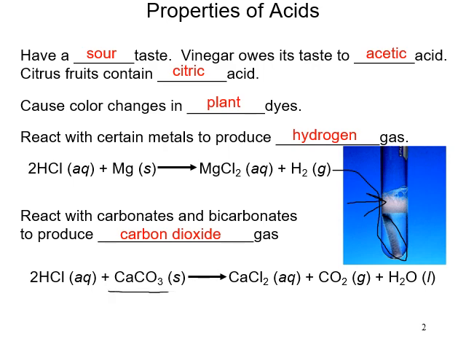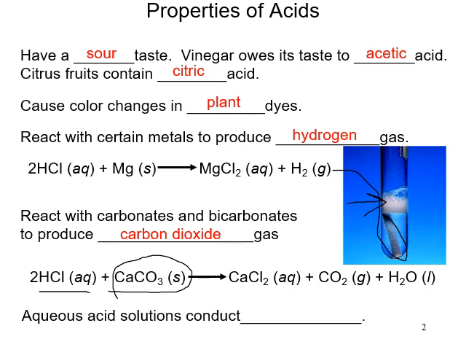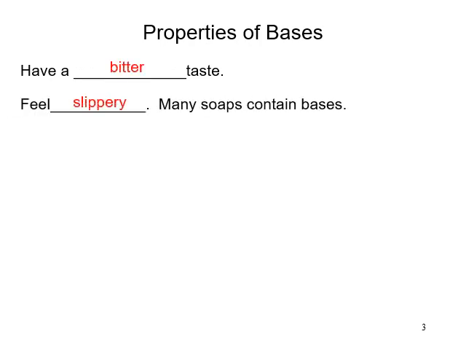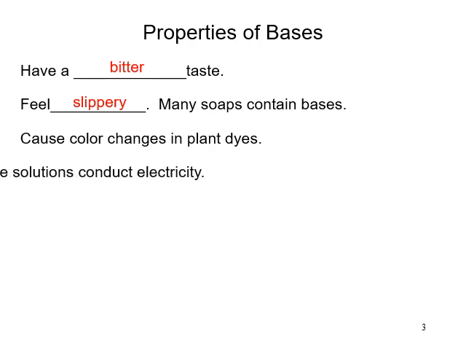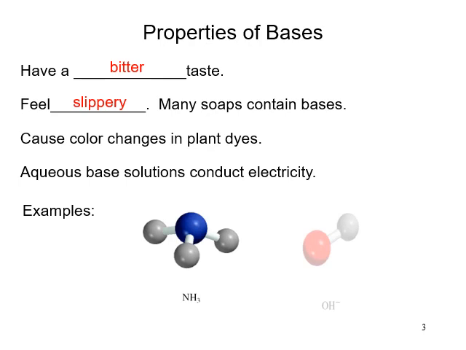Here's a calcium carbonate, like limestone. Here's limestone reacting with hydrochloric acid, and it basically eats it away and makes carbon dioxide and water. Aqueous acid solutions conduct electricity because they are ionized. Bases, on the other hand, have a bitter taste. They feel slippery because soaps are bases also, and they can also cause those color changes. Aqueous solutions of bases conduct electricity because they're ionized.